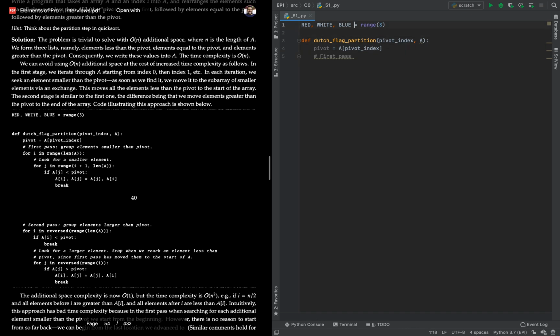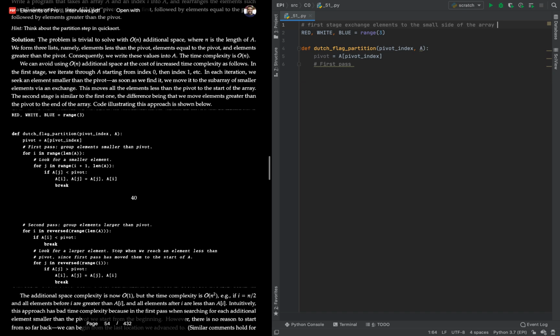Okay, remember what they said. There's going to be 2 steps, right? I'm just going to write that in the comments. First stage is iterating through A, the array, starting from index 0, then index 1. And in each iteration, we seek an element smaller than the pivot. As soon as we find it, we move it to the subarray of smaller elements via an exchange. So we're going to exchange elements to the small side of the array.